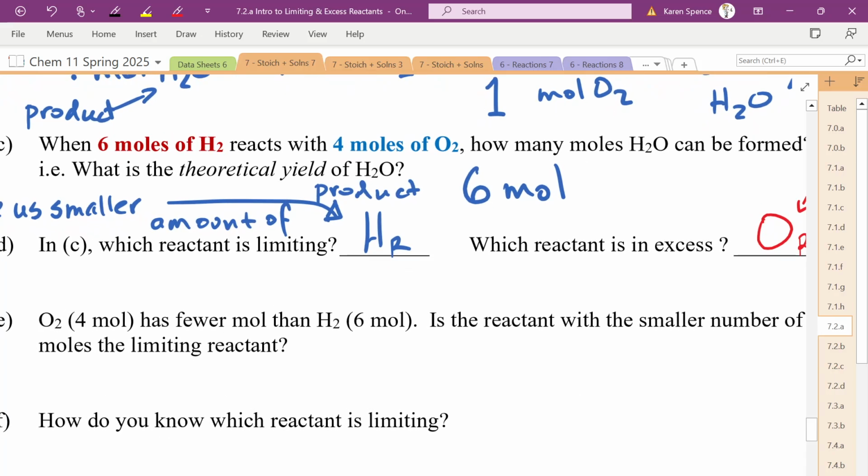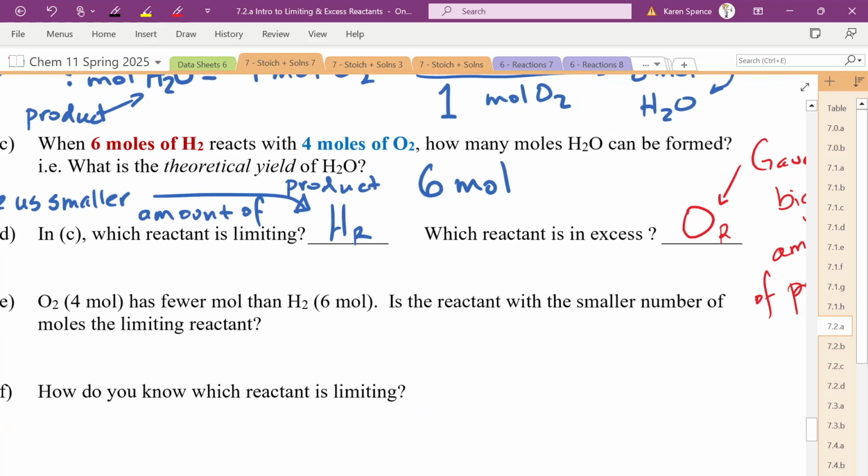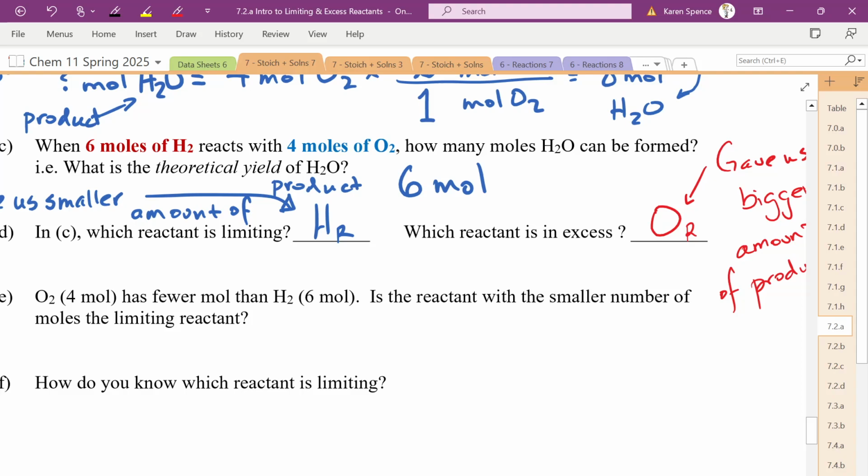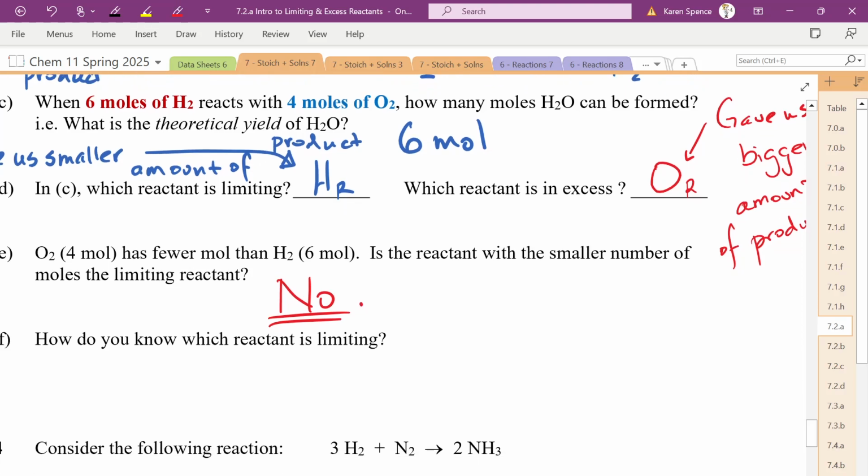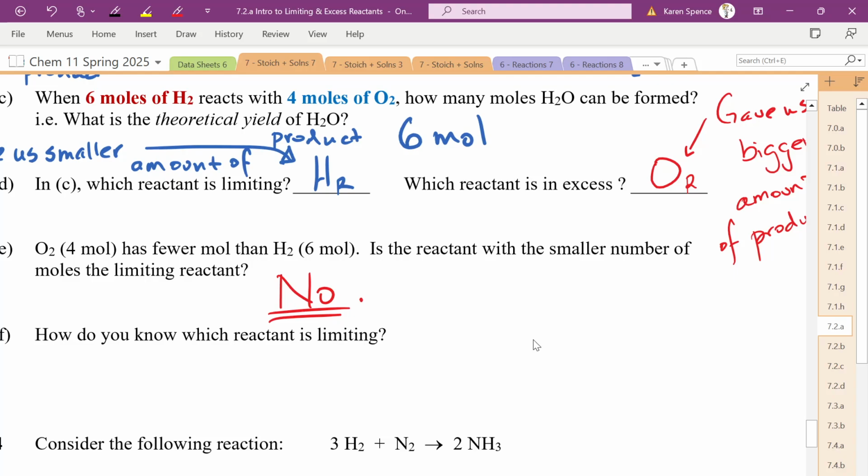O2 has 4 moles. That's fewer moles than H2, which has 6 moles. Is the reactant with the smaller number of moles the limiting reactant? No. Okay. How do you know which is limiting? Whichever one produces the smaller amount of product.